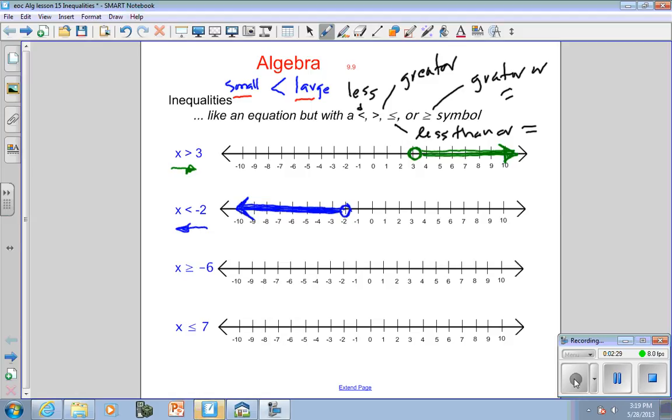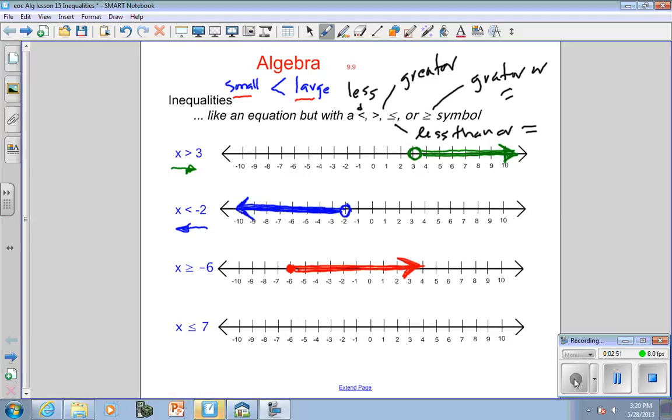On the next example, it says that x is greater than or equal to -6. So now, instead of an open circle, I am going to do a closed circle. And then because it's pointing to the right, I am going to shade to the right. You don't have to go actually all the way to the end as long as you put an arrow on it.